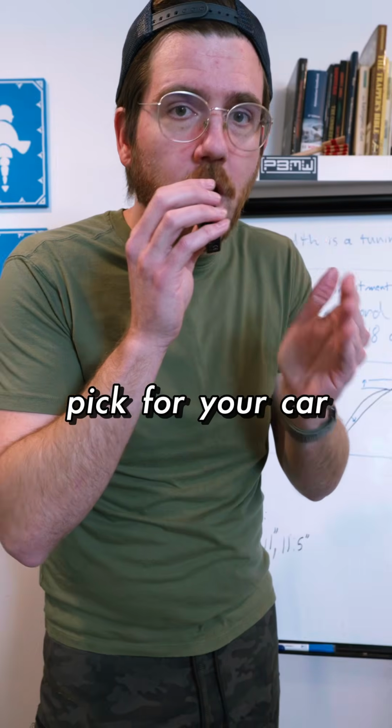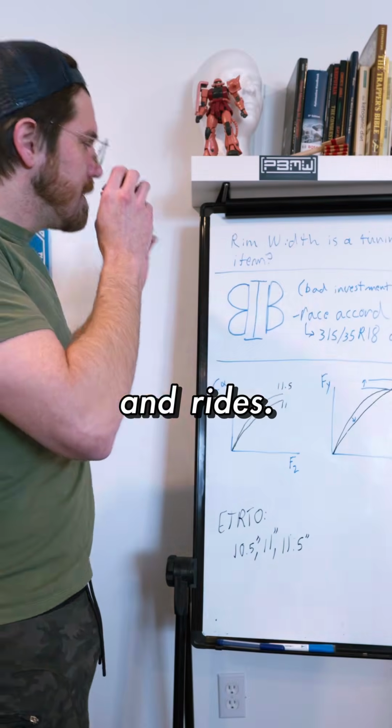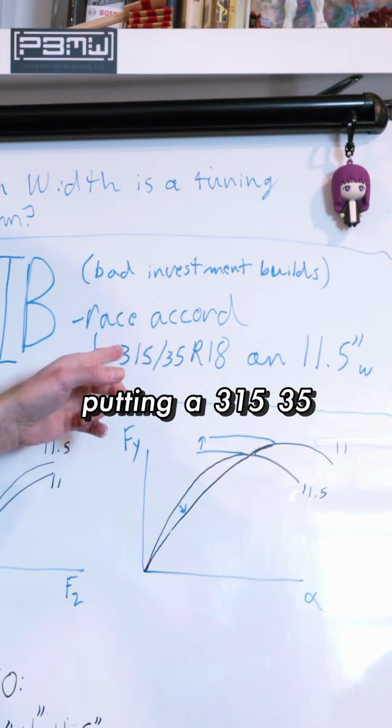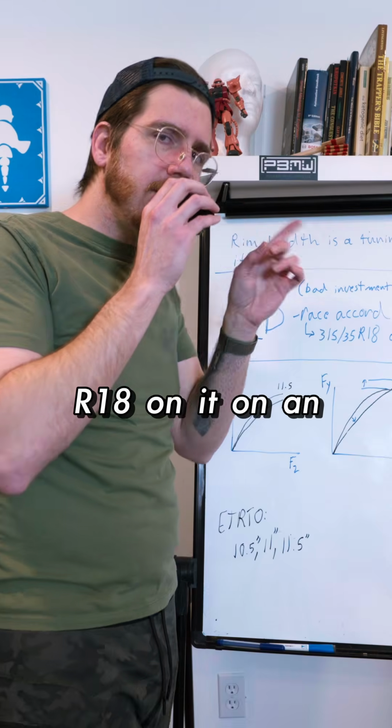The rim width you pick for your car is going to affect the way it handles and rides. So my buddy Bad Investment Builds is doing a race Honda Accord, and he is putting a 315/35 R18 on an 11.5-inch rim.